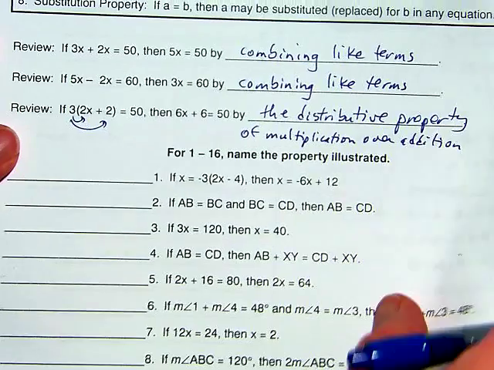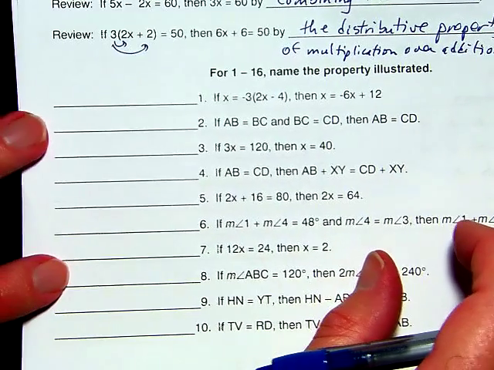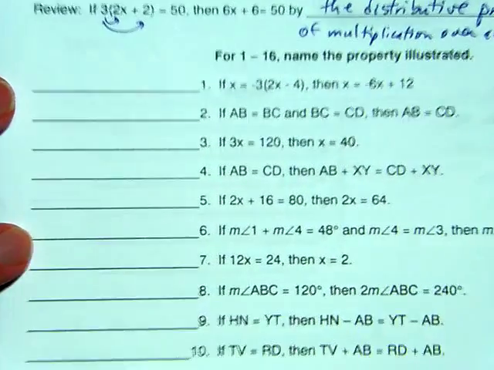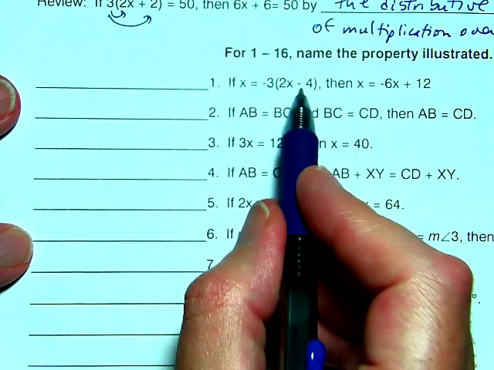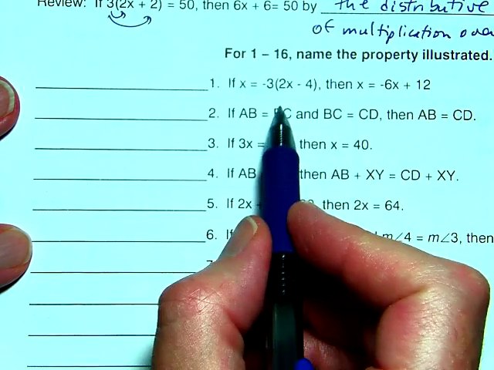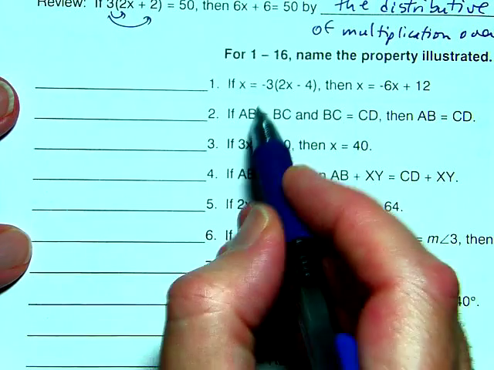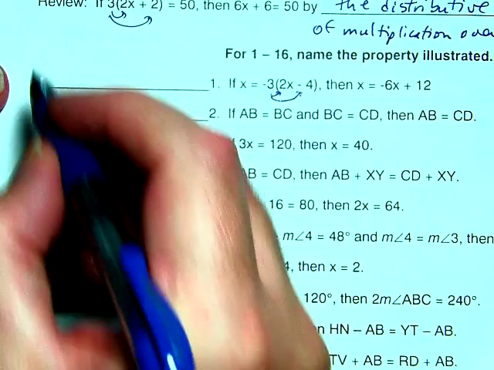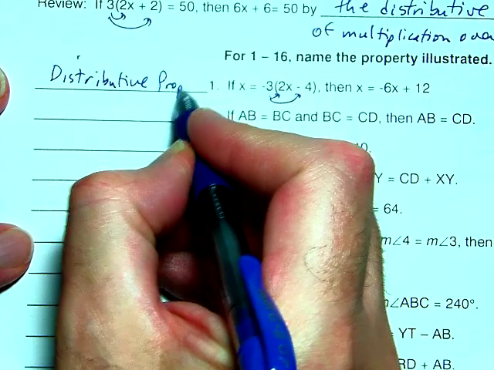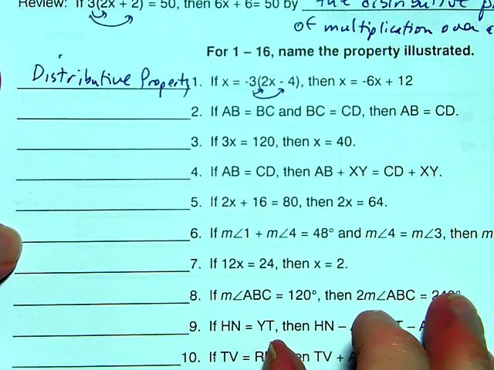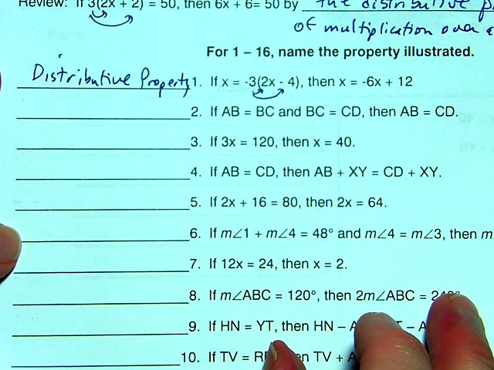So let's go ahead and start working on some of these numbers 1 through 16. So if x is equal to negative 3 times 2x minus 4, then x equals negative 6x plus 12. That is the distributive property, right? If AB, or the measure of AB, equals BC, and BC equals CD, then AB equals CD. That is the transitive property of equality.